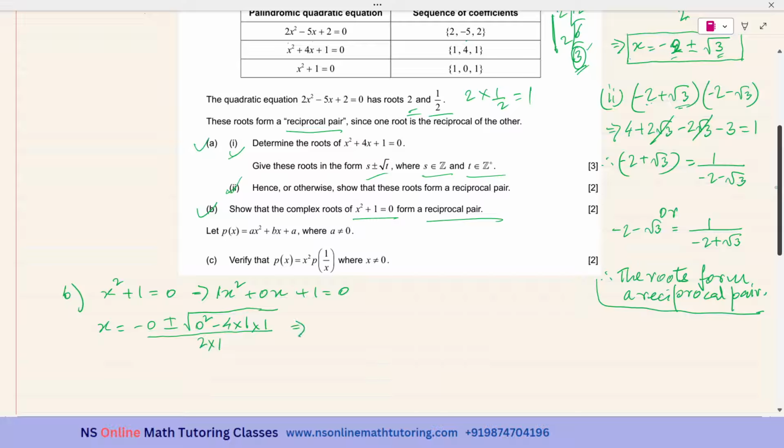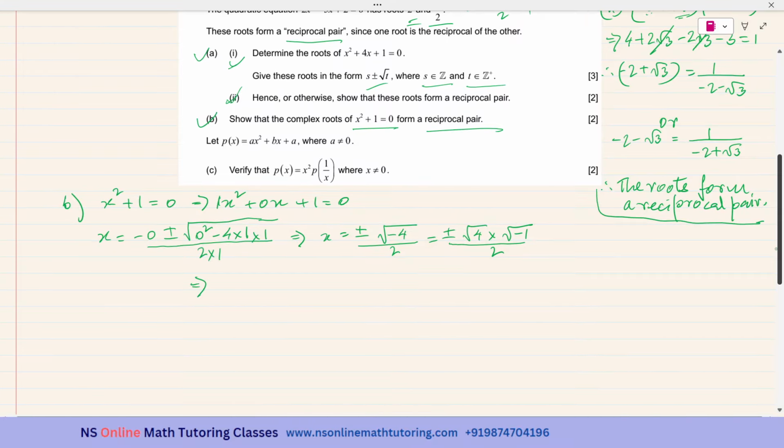So therefore, x is equal to plus or minus square root of minus 4 over 2. This can be written as plus or minus square root of 4 times square root of negative 1, over 2. Square root of 4 is 2, and square root of negative 1 is i. So x equal to plus or minus 2i over 2, or x equal to plus or minus i.